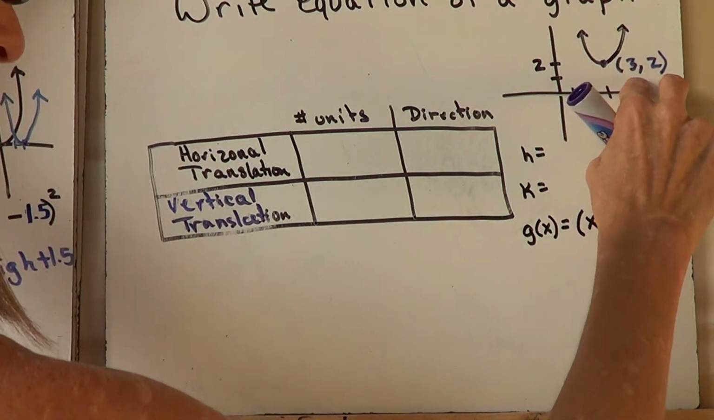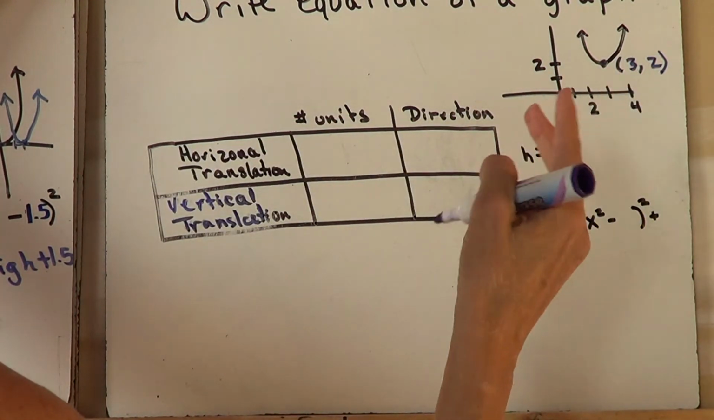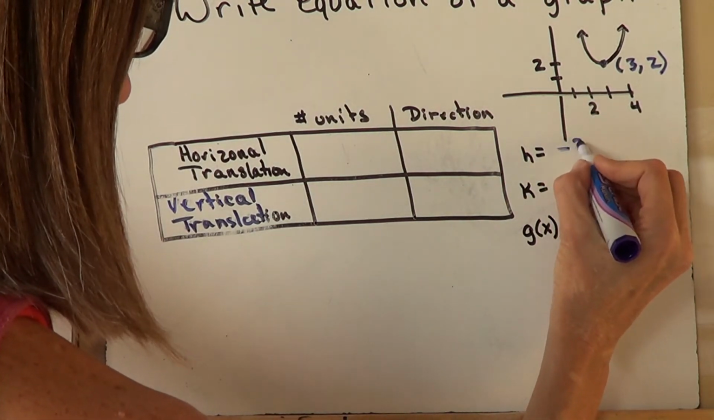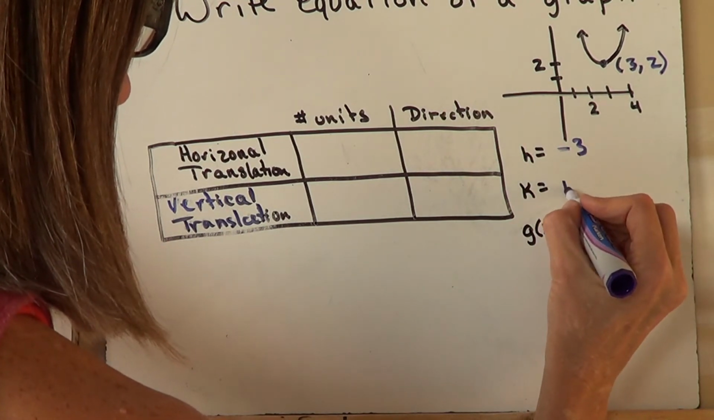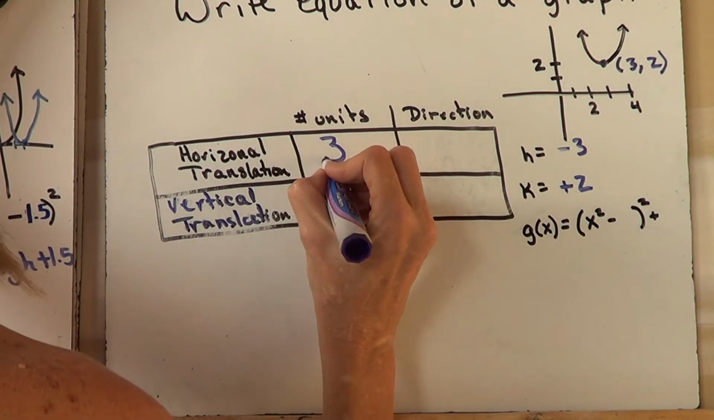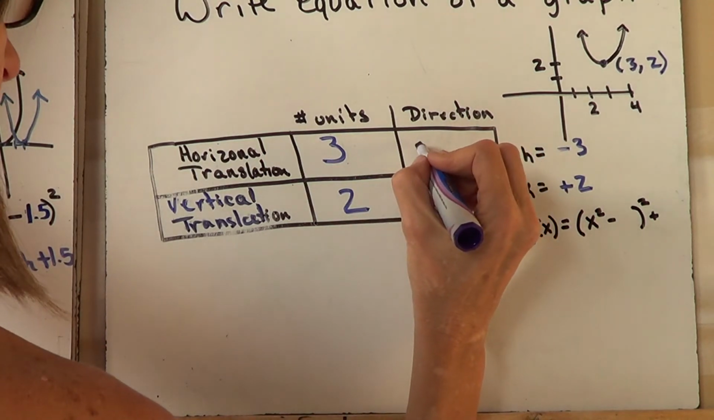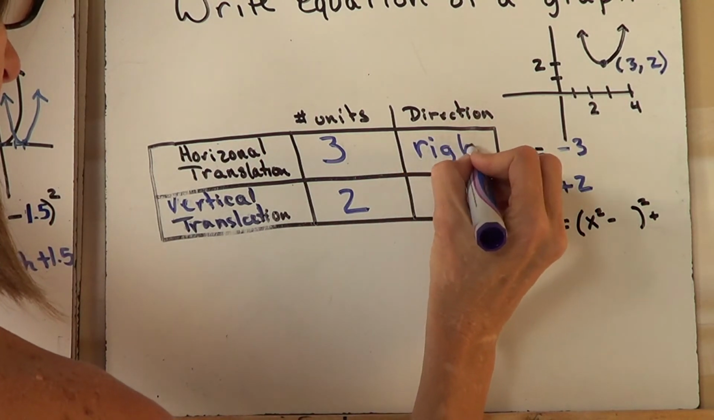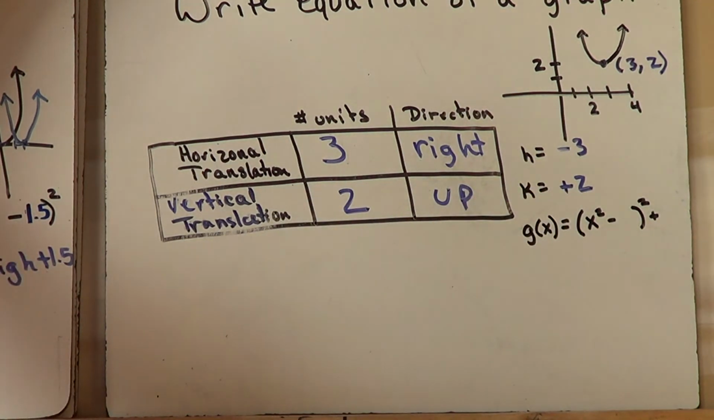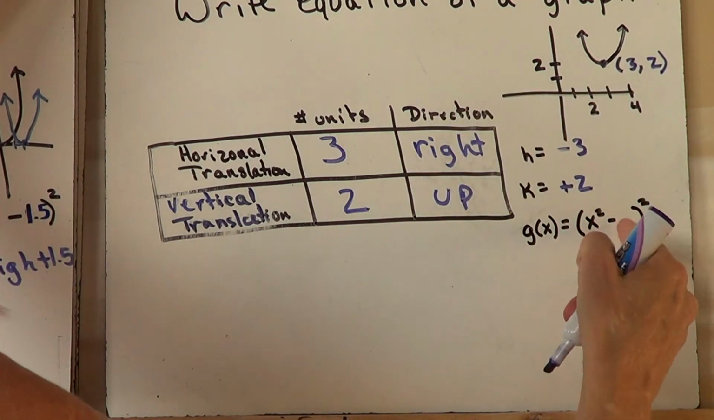Now you can either go from the vertex or from the questions. Either way, you'll get your h and your k. So you know that your h is a -3, you know your k is a +2. Units, 3 horizontal units, vertical, 2, direction, right, direction, up. So when it goes right, you remember that it's actually a negative because of our formula.